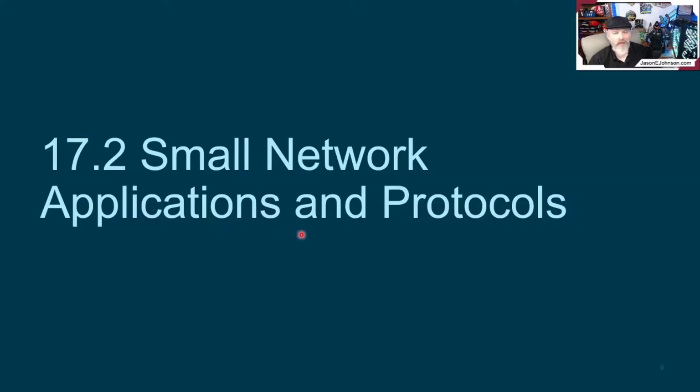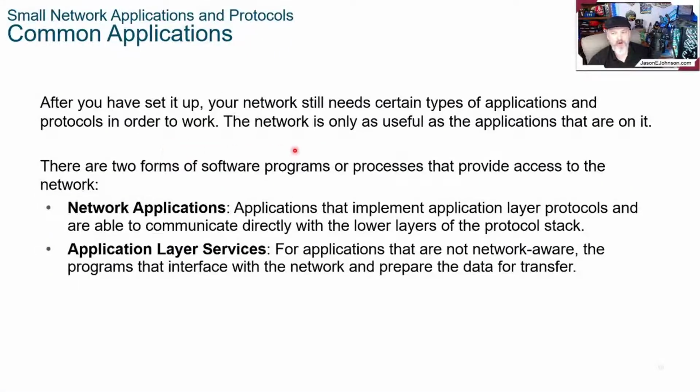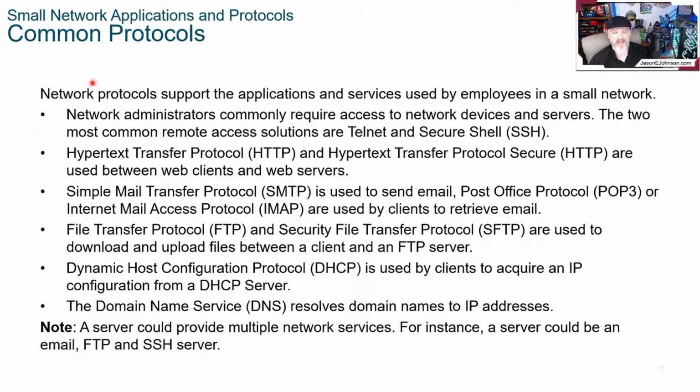Small network applications and protocols. After you've set up your network, there are still certain types of applications and protocols that need to work. The network is only as useful as the applications that are on it and running. There are 2 forms of software programs or processes that provide access to the network. Network applications are applications that implement application layer protocols, and they're able to communicate directly with the lower layers of the protocol stack. And then application layer services are for applications that are not network aware, the programs that interface with the network and prepare the data for transfer. Now, some common protocols in a small network.